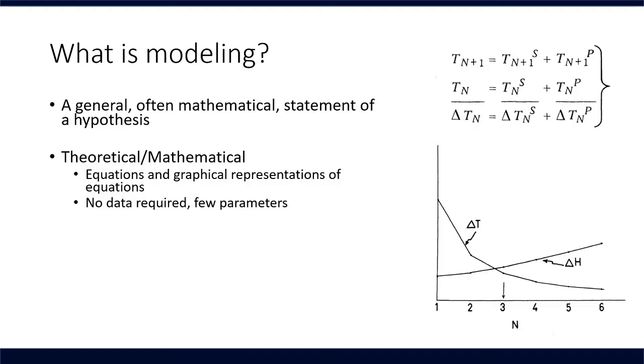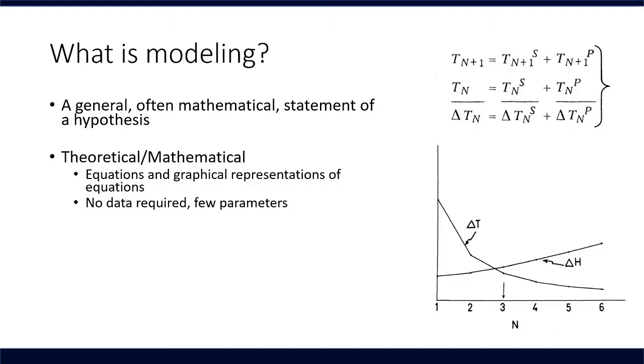The first of these is a theoretical or a mathematical model. These are often equations or graphical representations of equations that are abstract, right? They're theoretical. There's no real-world data necessarily. Few parameters. They're trying to make a general statement about how a process works in the universe.